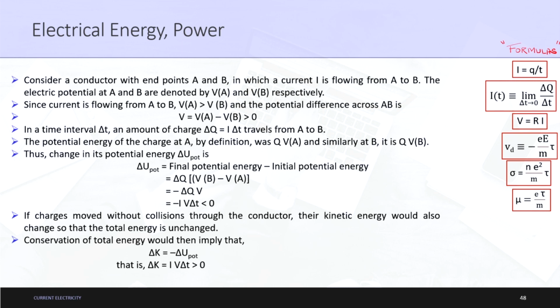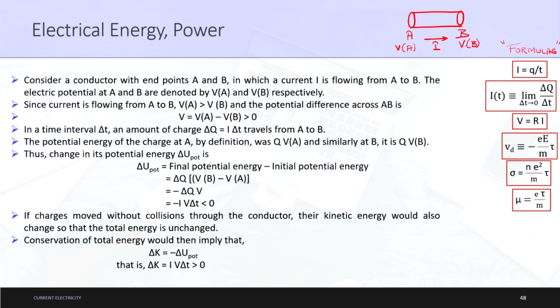So consider a conductor with end points capital A and capital B, in which the current I is flowing from A to B. So let me just make a conductor here. Let us say this is the point A, let us say this is the point B, in which a current I is flowing from A to B. So let us say the current direction is this. The electric potential at A and B are denoted by V of A and V of B.